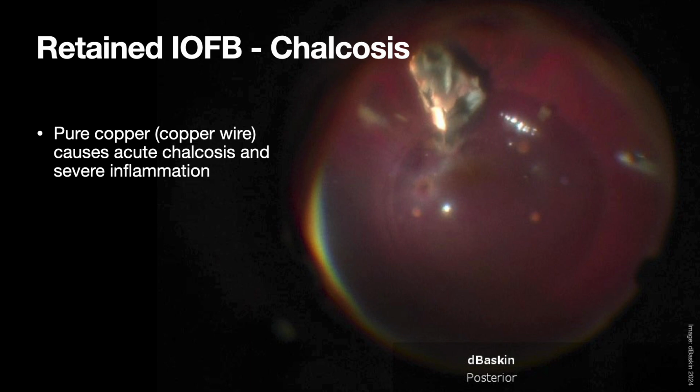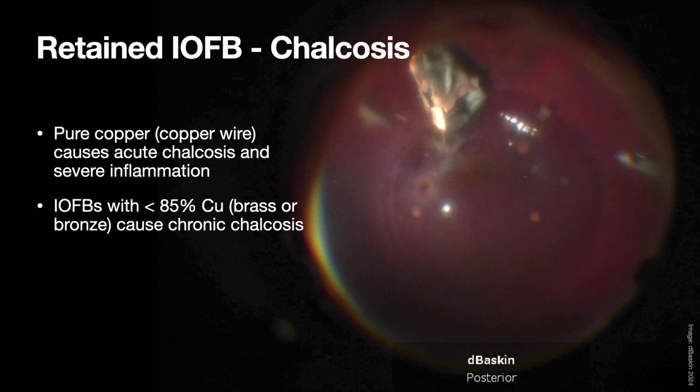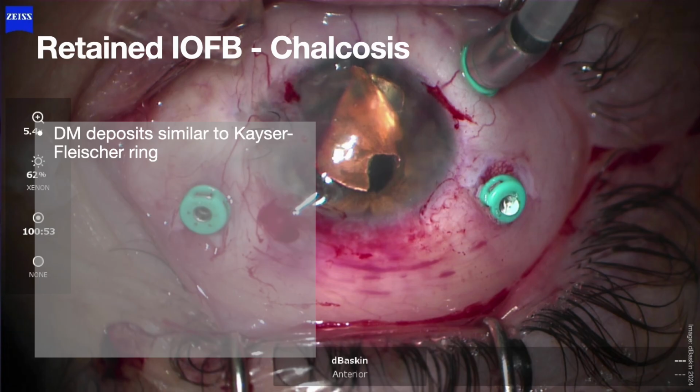So pure copper, like copper wire, is really bad. It causes acute chalcosis, if you want to say it that way, and severe inflammation. If you have less than 85% copper, like brass or bronze, it causes more of a chronic chalcosis. So chalcosis can lead to descemet membrane deposits like Kayser-Fleischer rings.